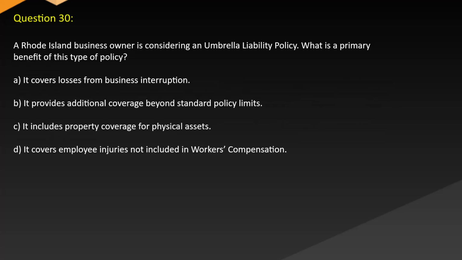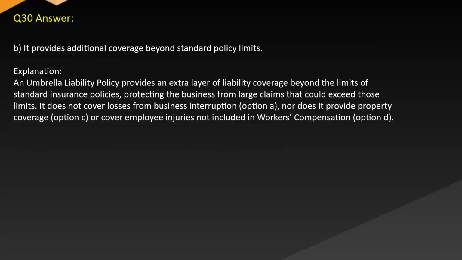personal belongings. Question 30. A Rhode Island business owner is considering an umbrella liability policy. What is a primary benefit of this type of policy? A. It covers losses from business interruption. B. It provides additional coverage beyond standard policy limits. C. It includes property coverage for physical assets. D. It covers employee injuries not included in workers' compensation. Answer: B. It provides additional coverage beyond standard policy limits.